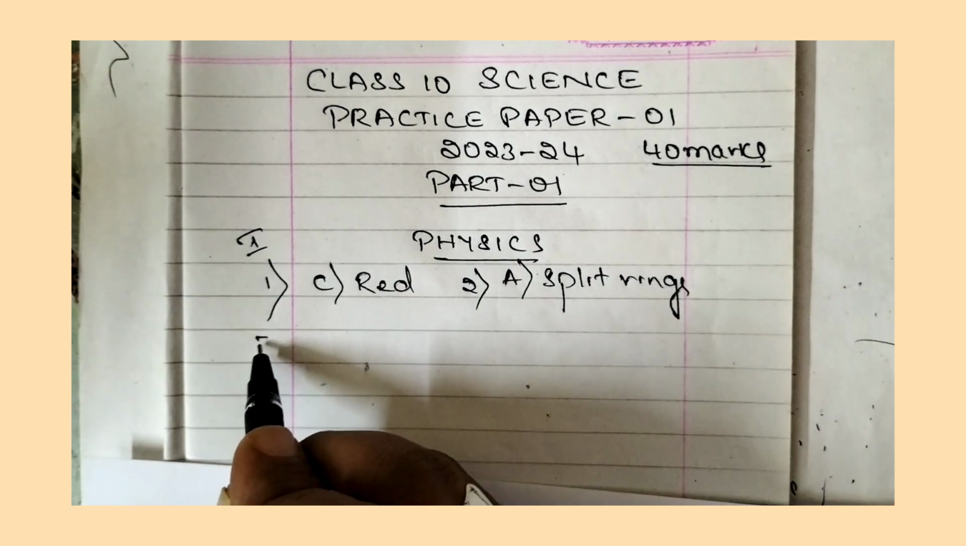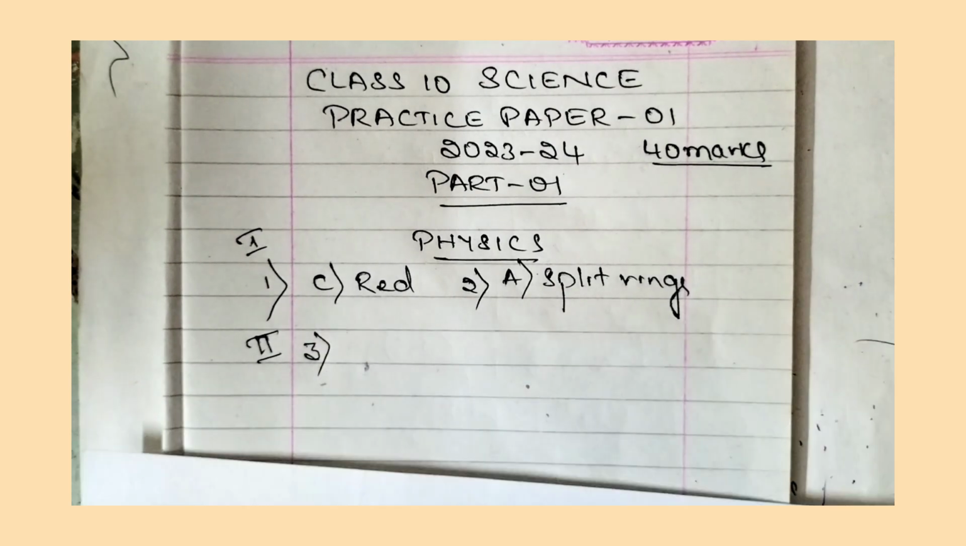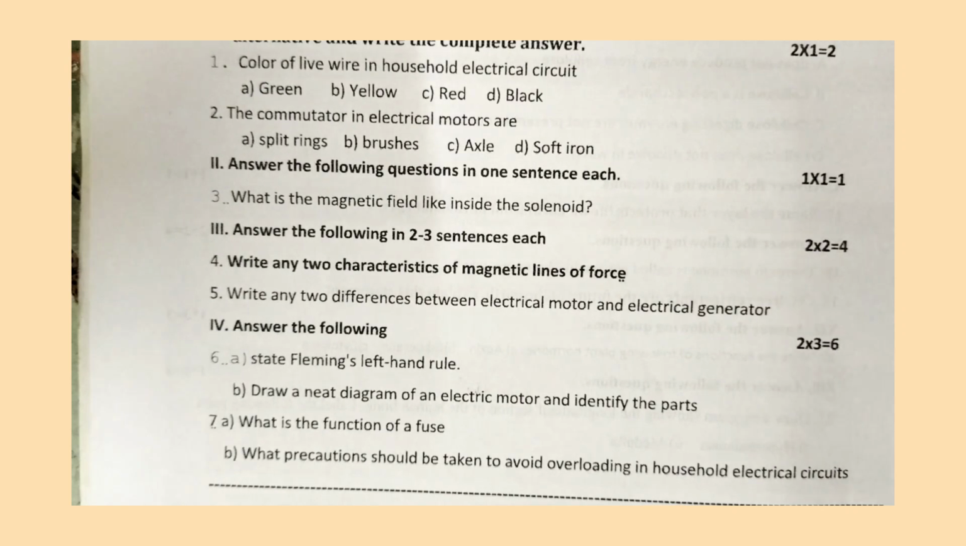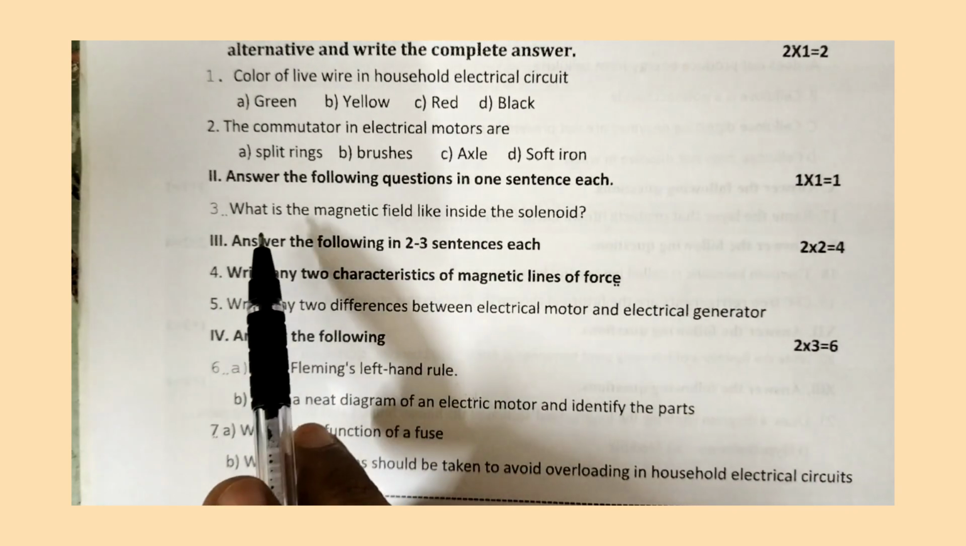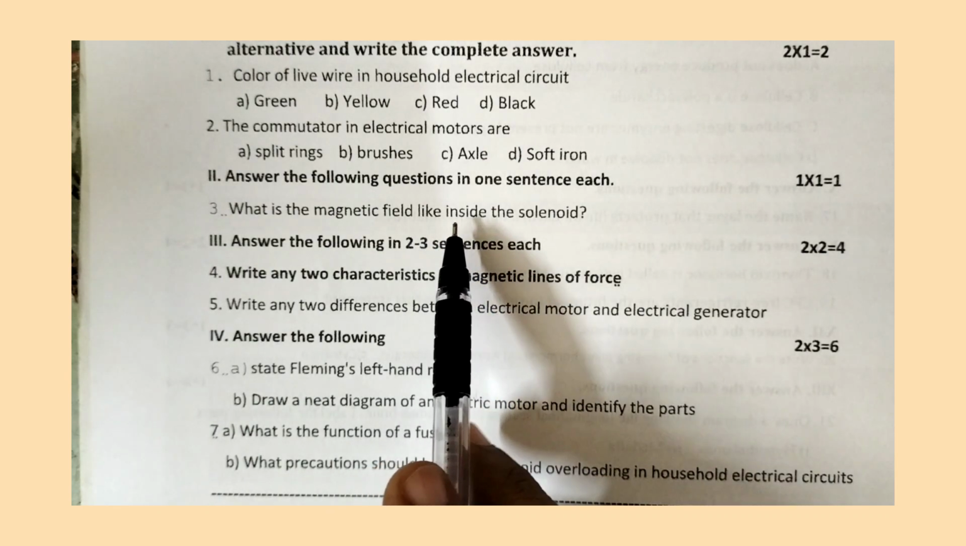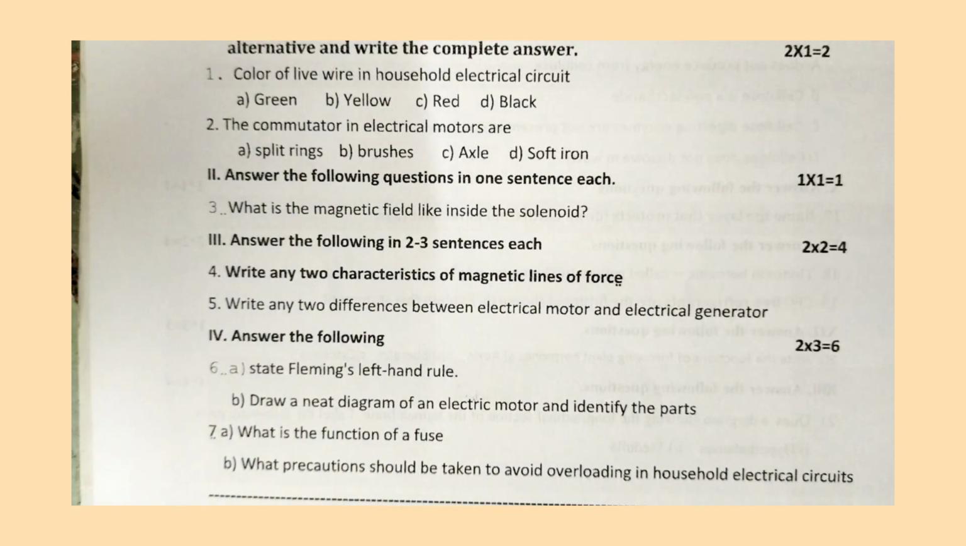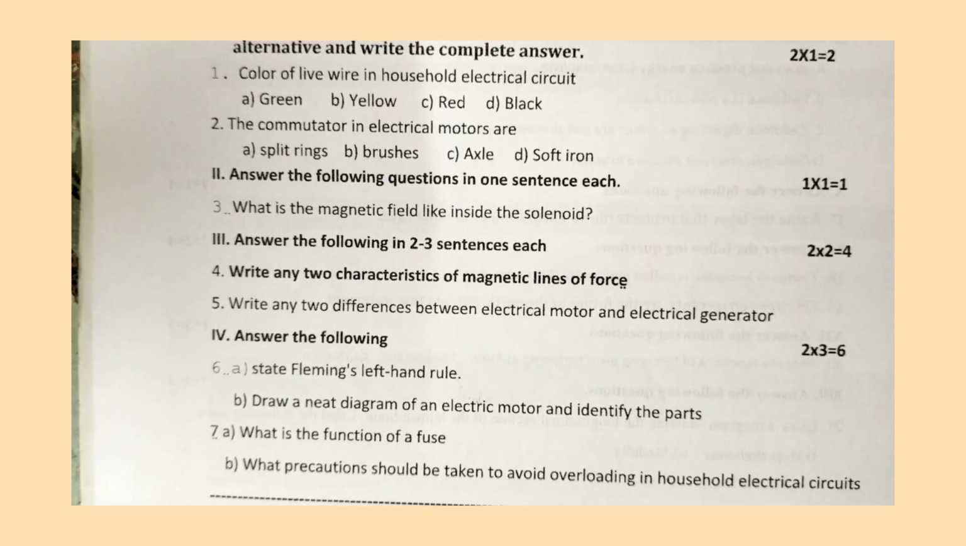Now let us move to the second mark section, and in it let us see the third question. It is a 1 mark question. What is the magnetic field like inside the solenoid?